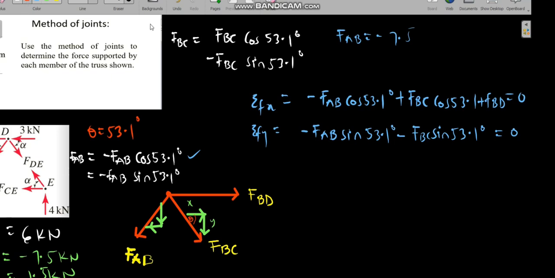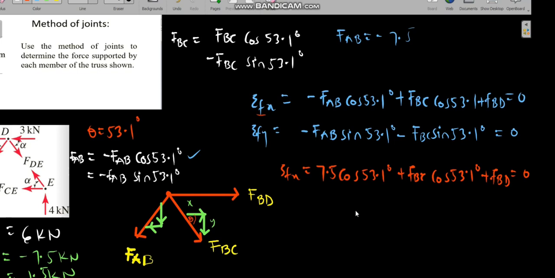Looking at these two equations, let's substitute FAB into them. I'm going to clean this one here and rewrite it. The sum of the forces in the x direction is minus FAB cosine of 53.1, but FAB is also negative, so they will cancel. At the end I have 7.5 cosine of 53.1 degrees, plus FBC cosine of 53.1 degrees, plus FBD. This should be equal to 0. And then for the sum of the forces in the y-axis direction, let me use a different color to write this.